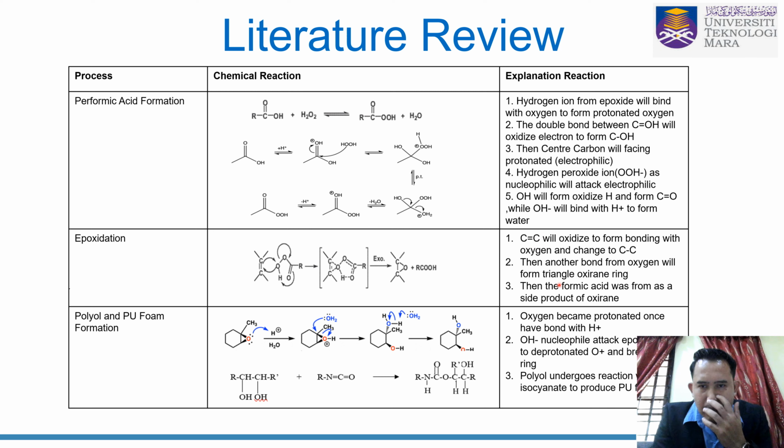Second, epoxidation will happen when C=C will be oxidized to form the bonding with the oxygen and change to C-C. Then another bond from the oxygen will form the triangle oxygen ring. Then the performic acid was formed as a side product of oxygen. Third one is the polyol or PU formation. The oxygen becomes protonated and bonds with the H plus. OH minus nucleophile will attack the epoxide to deprotonate the OH and break the oxirane ring. Polyols undergo reaction with the isocyanate to produce the PU.